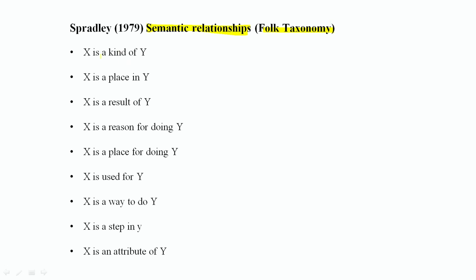One relationship is X is a kind of Y, and second is X is a place in Y. So what is the difference between first and second? The second one indicates location, a place, and the first one indicates a category, a particular similar aspect which you identify. Look at the third one. X is a result of Y. So here there is a consequence which you find.